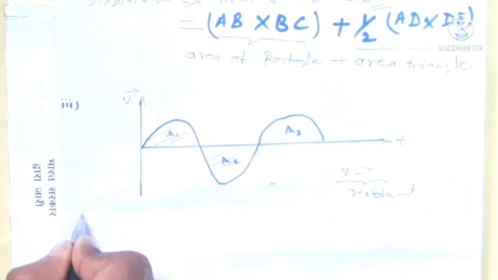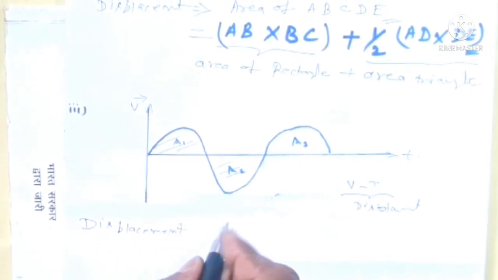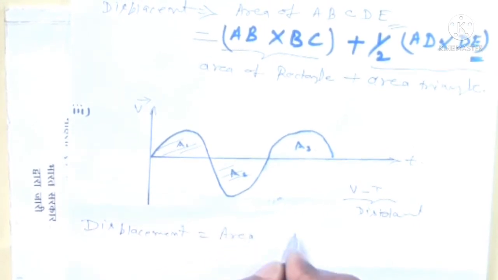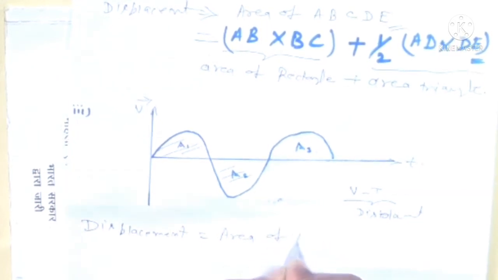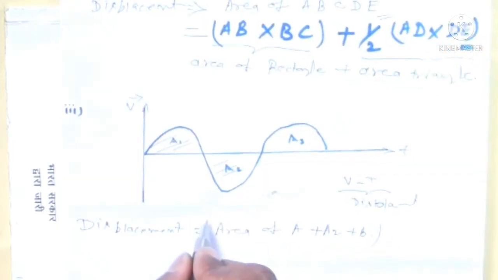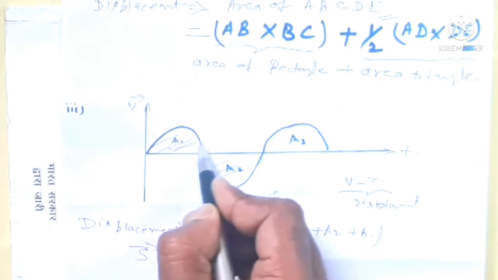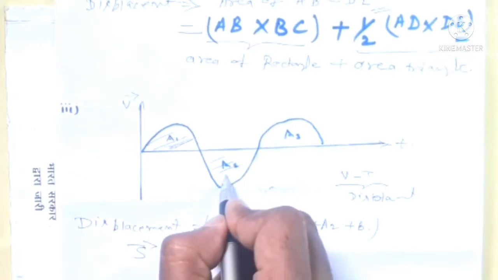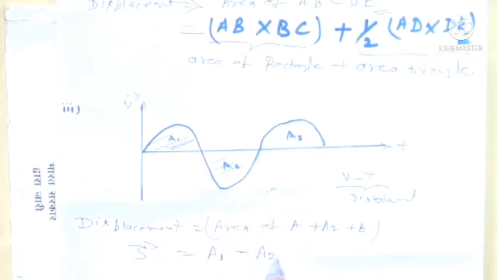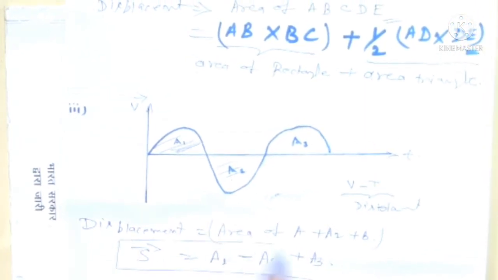So we can write displacement is equal to area: A1 plus A2 plus A3. The part above the axis is A1 and this is our negative part, so A2 plus A3. This is our displacement.